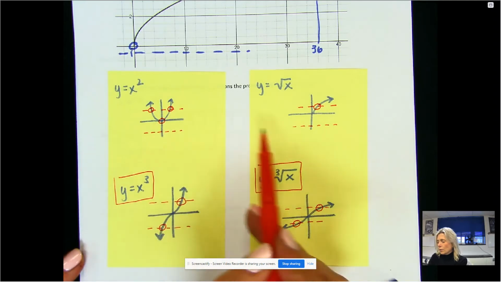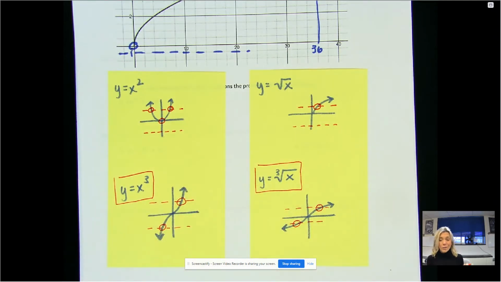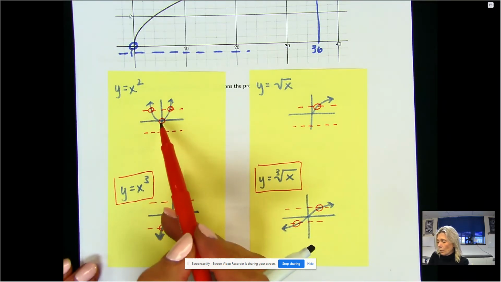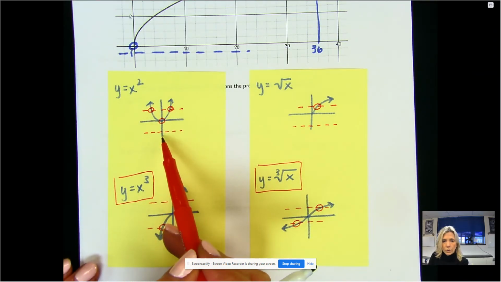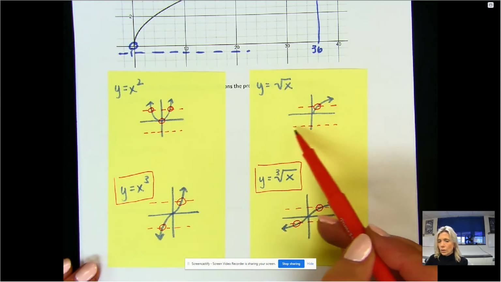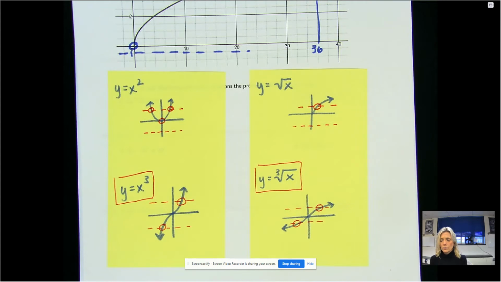However, with the x squared and the square root of x, there's a couple different possibilities. With this one here, you could have 2, 1, or no solution. And for square root of x, you could have one solution or no solution. Okay?